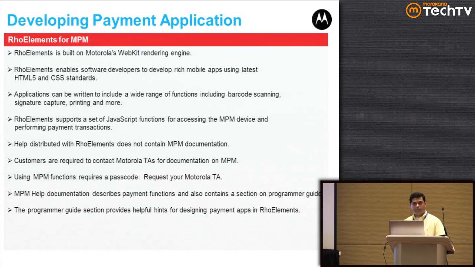The signature capture has to occur on the Motorola mobile device, not on the NPM device. The PIN has to occur on the NPM device, just to set the rules here. So RhoMobile lets you scan, capture the signature, print, all of those things. Like I said, JavaScript is the only way to access the NPM device today.